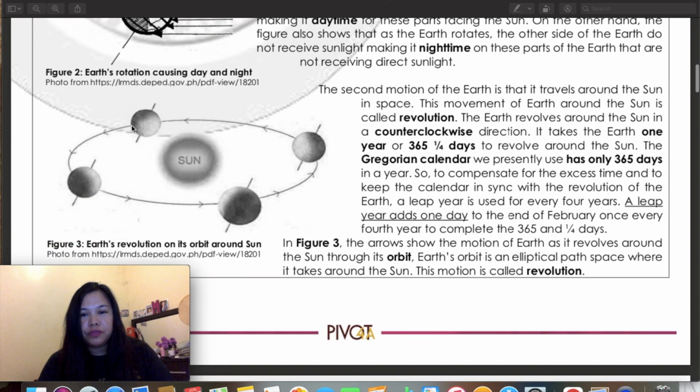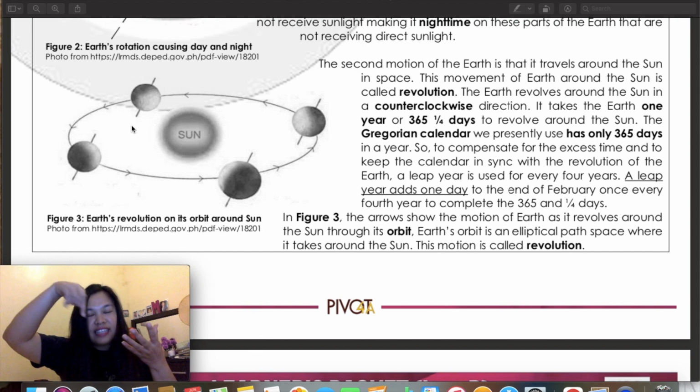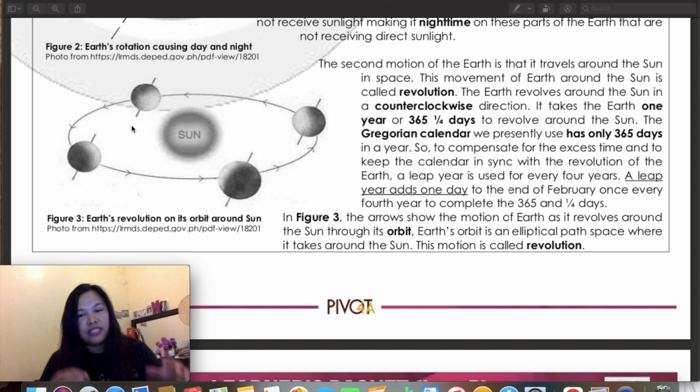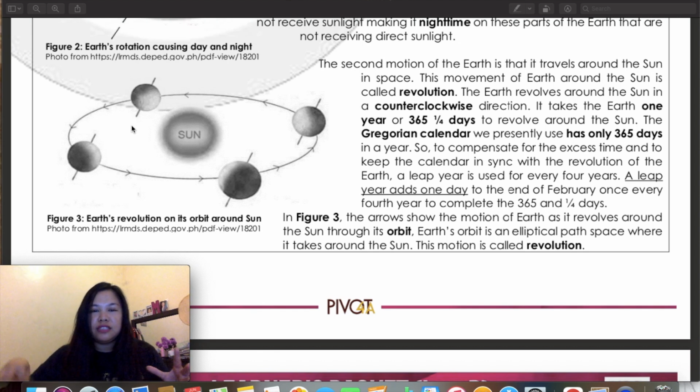And the second motion of the Earth is that it travels around the sun in space. This movement of Earth around the sun is called revolution. So, yan. Ito na yung Earth mismo ang umiikot kay sun. So, yan ang tinatawag na revolution. Kanina sa rotation, sarili siyang gumagalaw sa kaniyang sariling axis. So, ito naman sa revolution ay umiikot siya sa sun within 1 year.